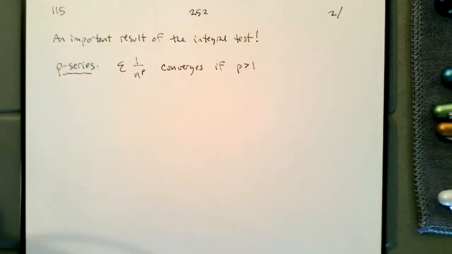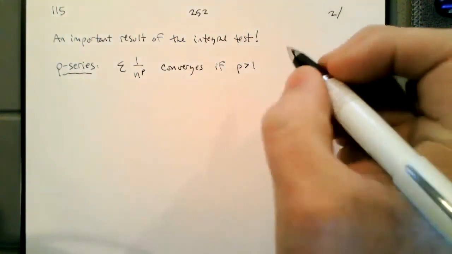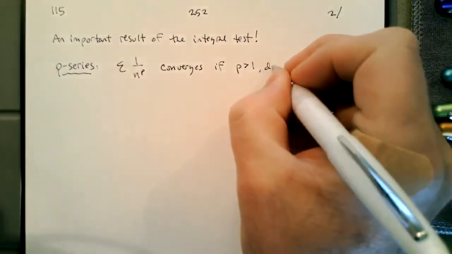If p is strictly greater than 1, then when we add 1 to the exponent, the n is still in the denominator. And so when n goes to infinity, that term goes to 0. So the series 1 over n to the p converges if p is greater than 1 and diverges otherwise.